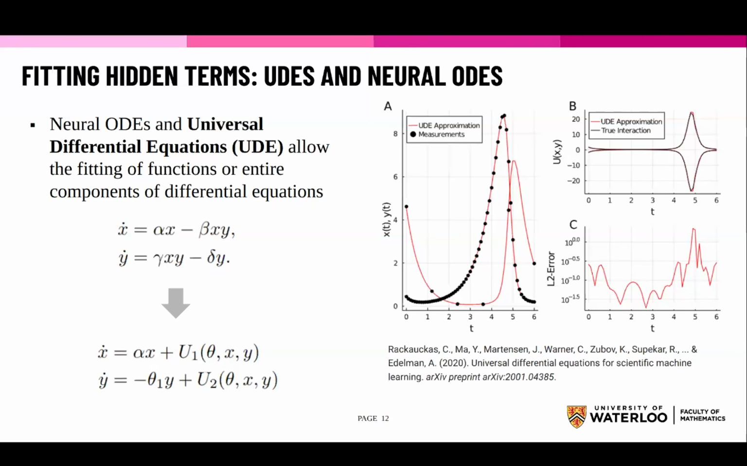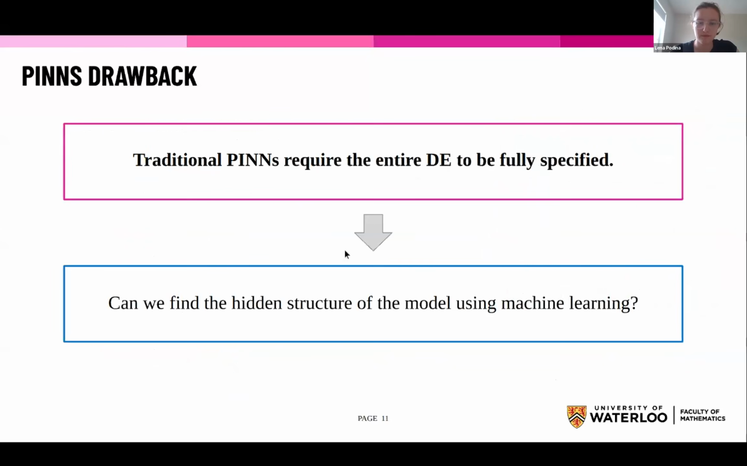Hi, Lena. Yeah, this is Ameya. Can you go back to the previous slide? What do you mean by traditional PINNs require the entire differential equation to be fully specified? I mean continuous physics-informed neural networks, where you're either solving the differential equation or you're jointly solving it while fitting parameters. So it's the original physics-informed neural network. Okay, yeah.